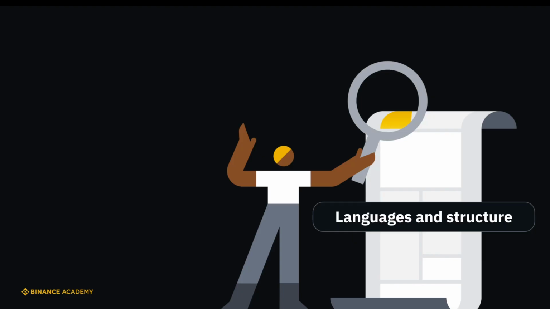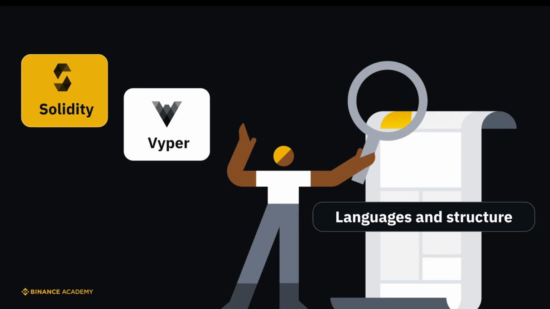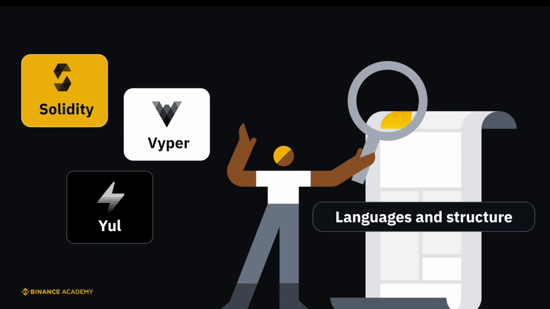First, let's dig into the languages and structure of smart contracts. Ethereum's primary language for writing smart contracts is Solidity. However, there's also Viper, an alternative that aims for more straightforward and easily auditable code. For those with advanced expertise, there's EUL, an intermediate language designed specifically for the Ethereum virtual machine, EVM.